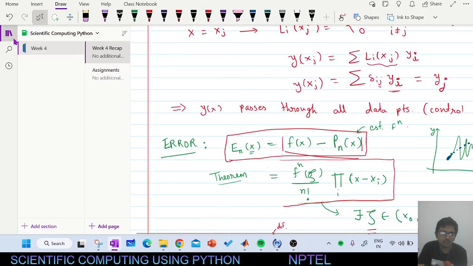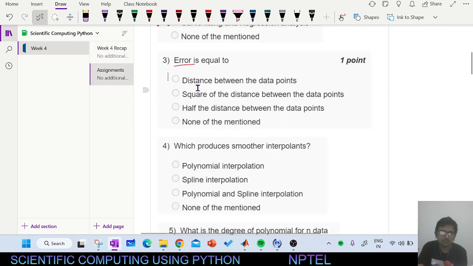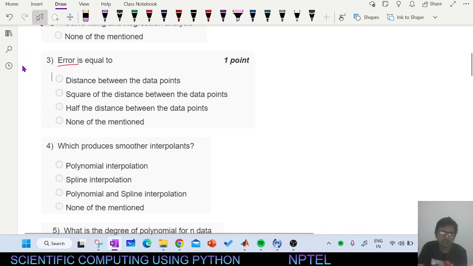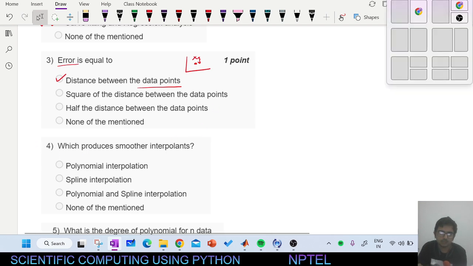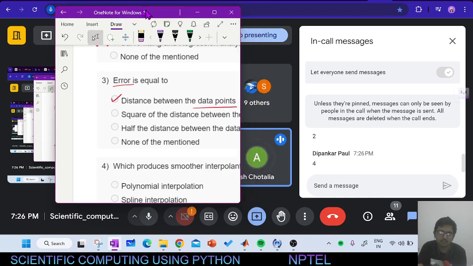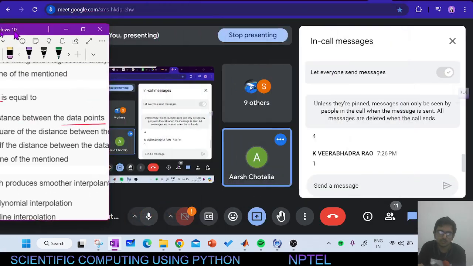So let's see. Distance between the data points, square of the distance, half the distance between data points, and none of the mentioned. So again, it's unclear what they mean by data points. Are those the given data points? Then none of them is correct, right? Because error itself is a function of x. But if they mean the given data point and the estimated data point, then the first one should be the one. But I'm sure there would be some contesting opinion.